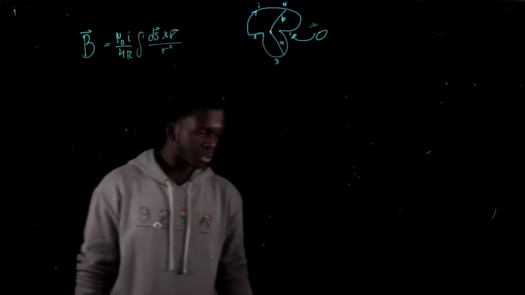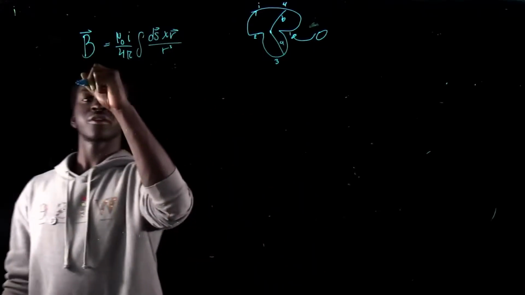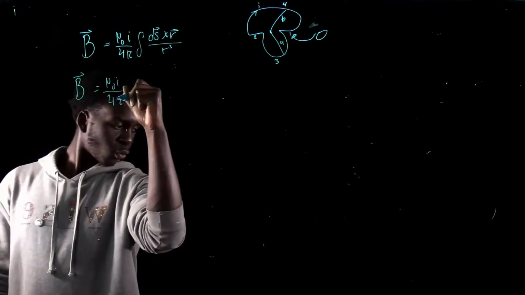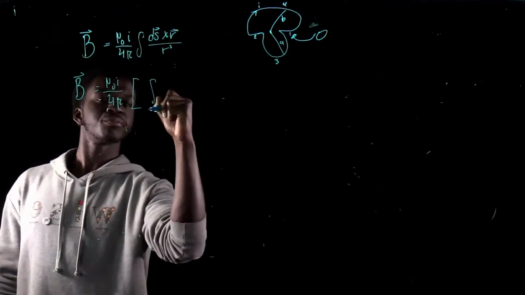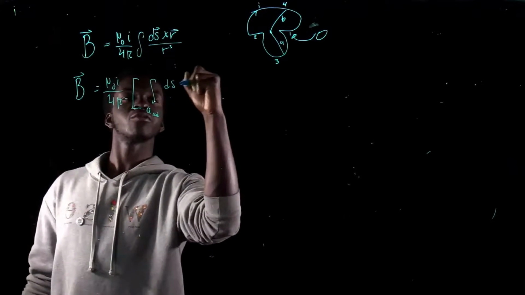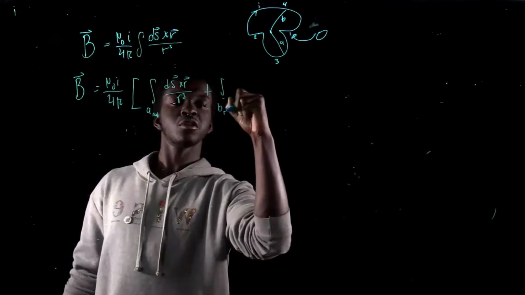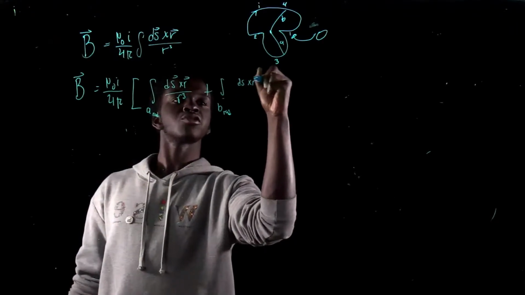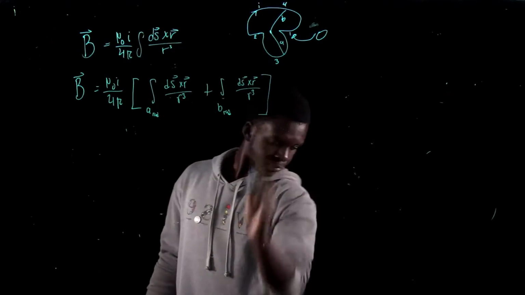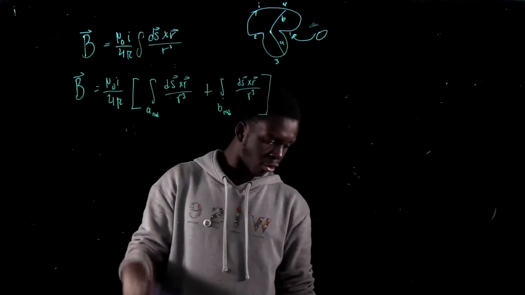Okay, so now we're going to split into two sections. We'll start off with writing everything down. Mu naught I over 4 pi, then we're going to do the A radius and all that we wrote, ds cross r over r cubed, plus the B radius ds cross r over r cubed. And now we're going to plug in the bounds and plug in the A and r and everything.